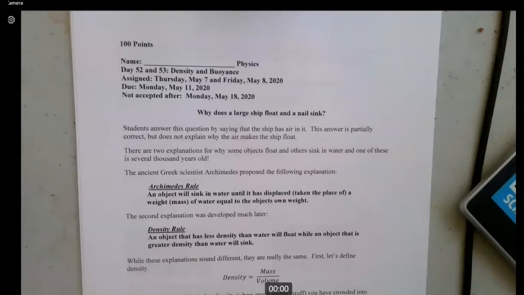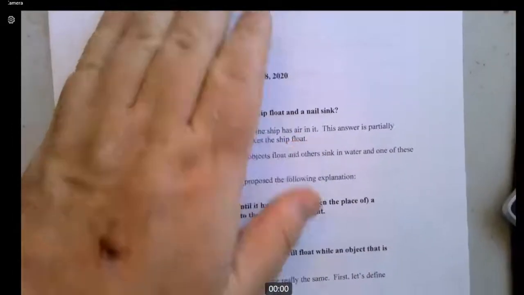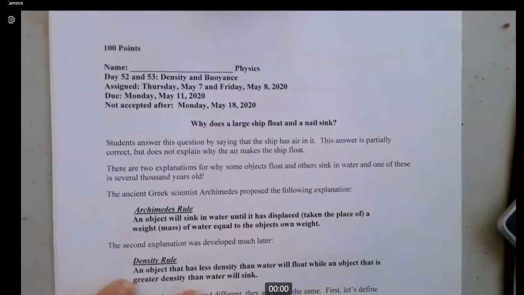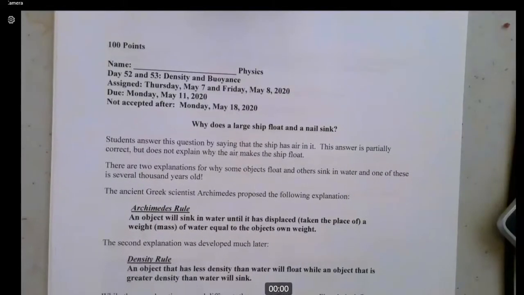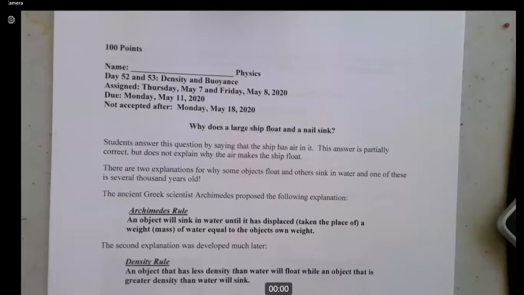So this will finish up week 2 of distance learning, and it is on buoyancy, which is why things float. So let's go ahead and get started, and it will take about a half hour, and I'll do most of the problems with you, and then there's a few I'll leave for you to do on your own.